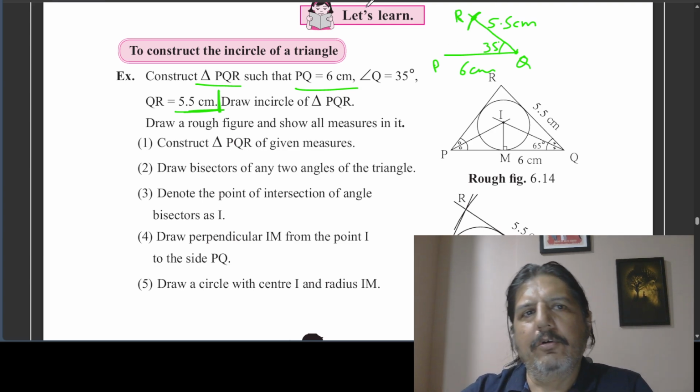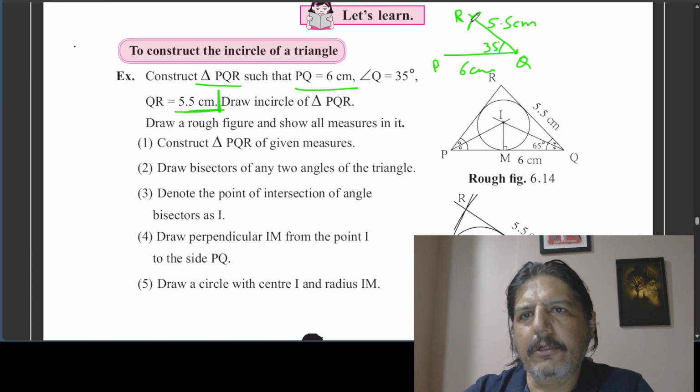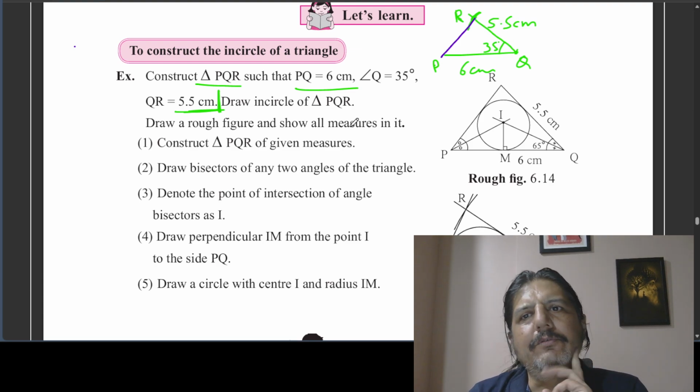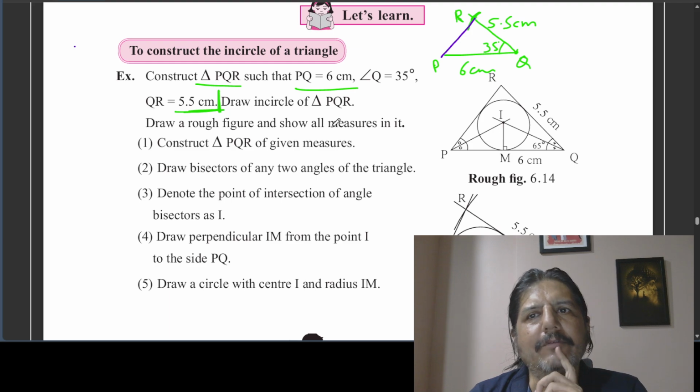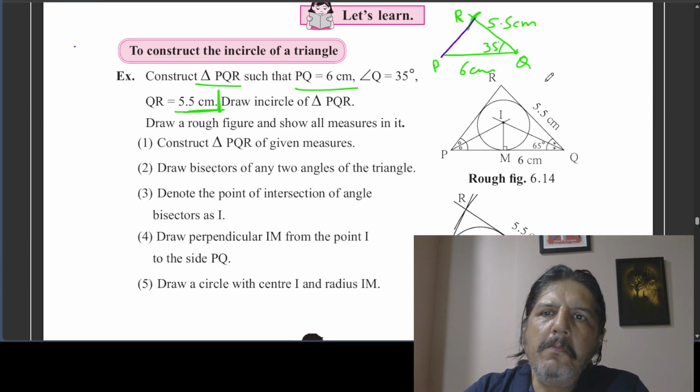This is how we'll draw the triangle. I'll join these two, and now I have the triangle. So the first step always in these kinds of questions is to draw the triangle first. Once I have the triangle, now I'll be drawing the incircle. So as is written, I've drawn the PQR by given measures.